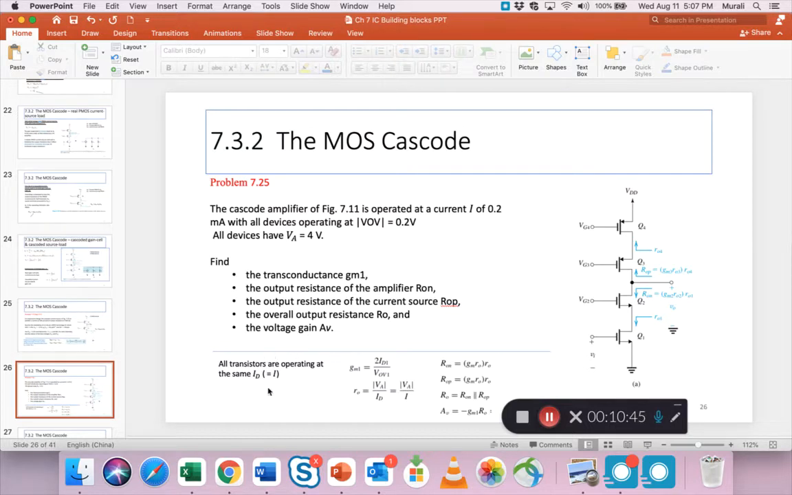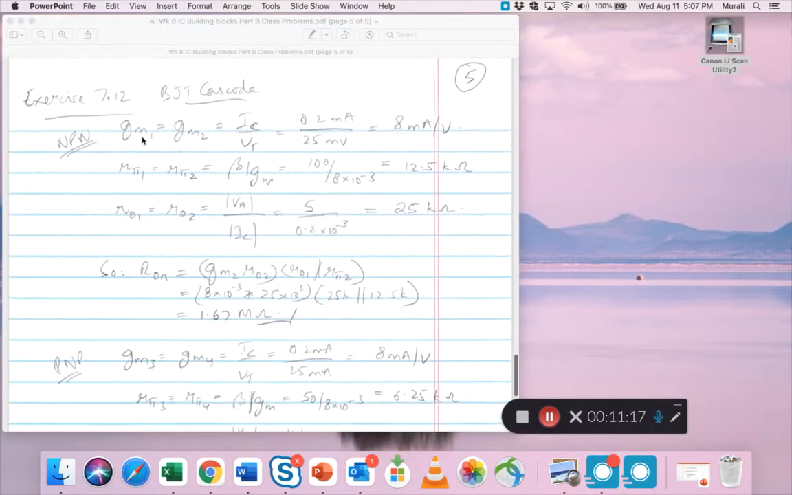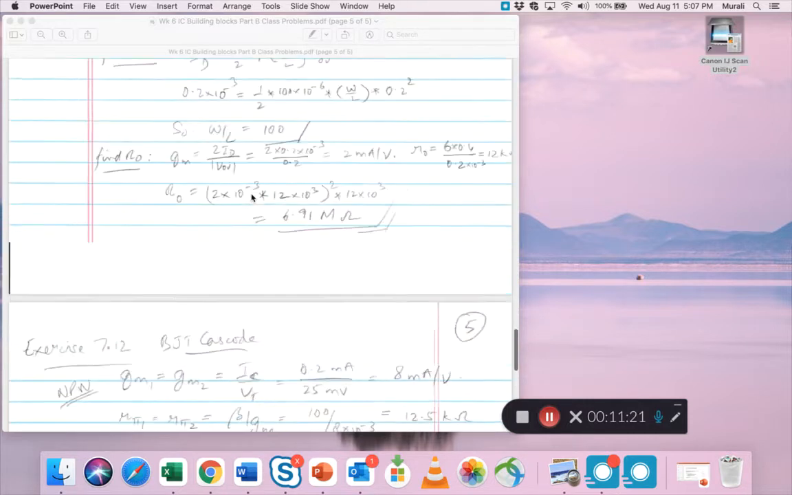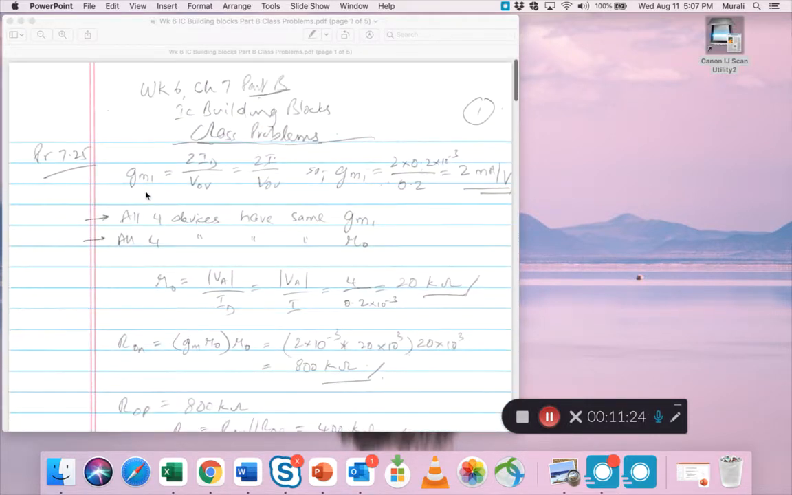All transistors are operating at the same current, which flows all the way from top to bottom. The formulas for GM and RO are given. The same formula pretty much applies to all. Then we have these formulas for RON, ROP, RO, and the gain is then just GM1 times RO with a negative sign. So these are straightforward applications of these formulas. GM1 first is 2ID by VOV, which is 2I, I'm just replacing ID by I. So GM1 comes out to be this value, 2 milliamps per volt.